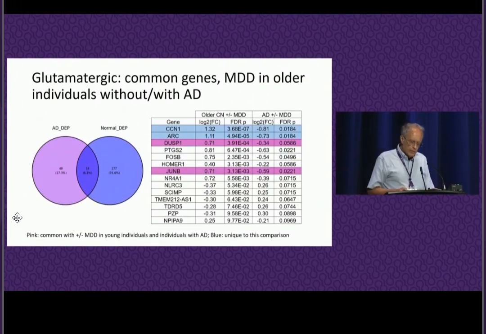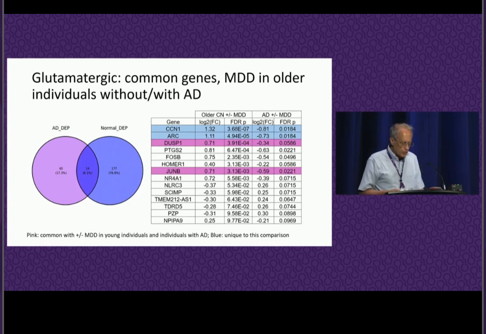This slide shows common and distinct glutamatergic DEGs, contrasting the older cognitively normal group with the AD group. The Venn diagram shows the numbers of unique and common DEGs, in this case, 14 common. The table is for the common DEGs. Fold change and FDR p-values are the comparison of the presence and absence of MDD. Fold changes generally have opposite signs for the 2 cohorts.